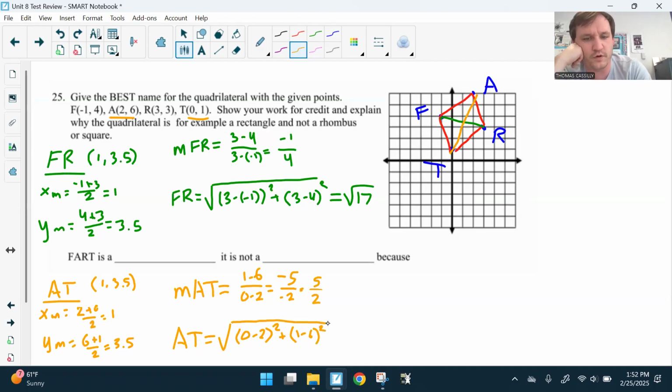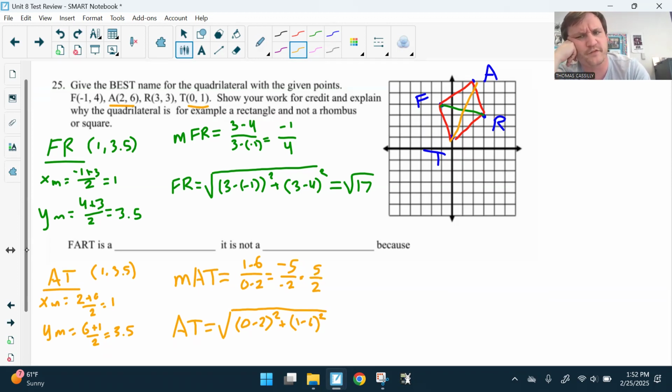Negative 2 squared is 4. That's going to give me negative 5 squared is 25. 25. This is square root of 29. All right, so that was a lot of work, admittedly, but get over it. That's what we have to do. This is everything that we can use to classify what this shape is.